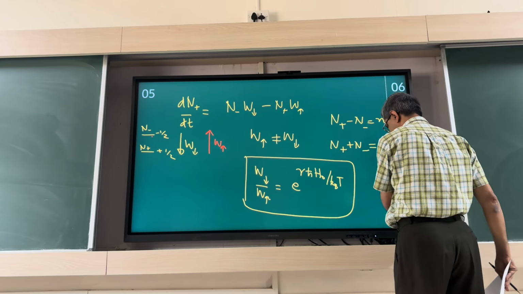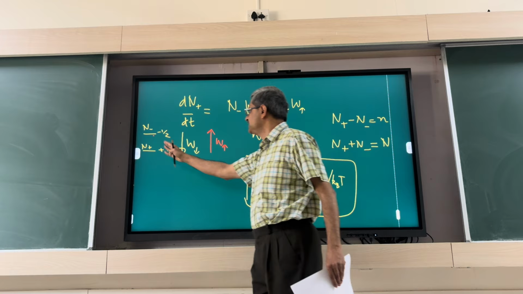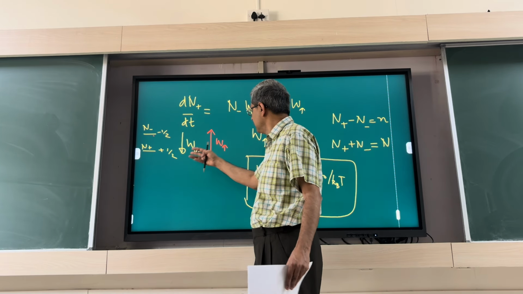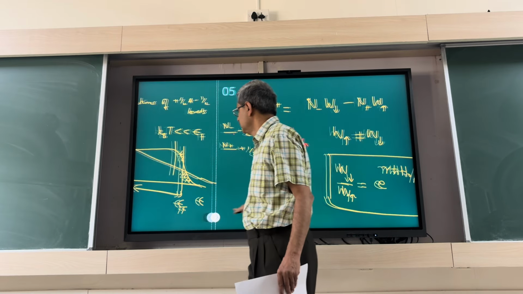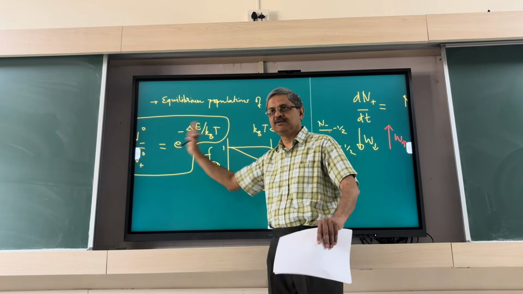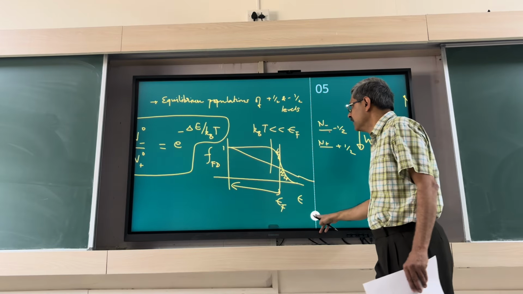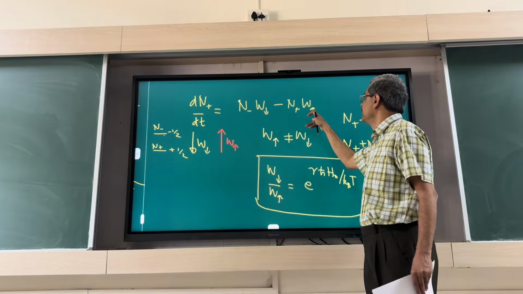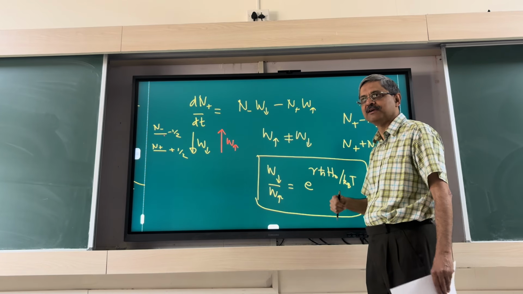If you have a bath at a temperature T, and there is some way to exchange energy between the spin system and the bath, then ultimately the equilibrium population ratio has to be given by this Boltzmann factor, right? This you're happy with, right? It comes from some generic argument, stat mech. So if that is the case, then W down cannot be equal to W up. Otherwise, you will get zero population difference ultimately.